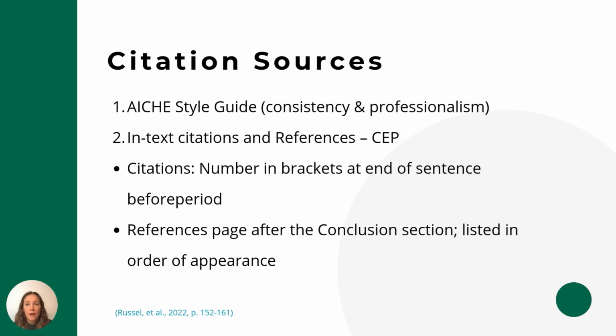Just to reiterate, you have a lot of sources in Canvas, so use those sources. Use the AIChE style guide. There are different style guides for different fields, and the purpose is to create consistency and professionalism for how people communicate within that field. So you want to be sure that you're using what other chemical engineers are using to communicate. Typically, your in-text citations will be numbers in brackets at the end of your sentences, like we just looked at in that example. And then your references page is after the conclusion and listed in order of appearance. Again, check out those examples that your instructor has for you in Canvas.